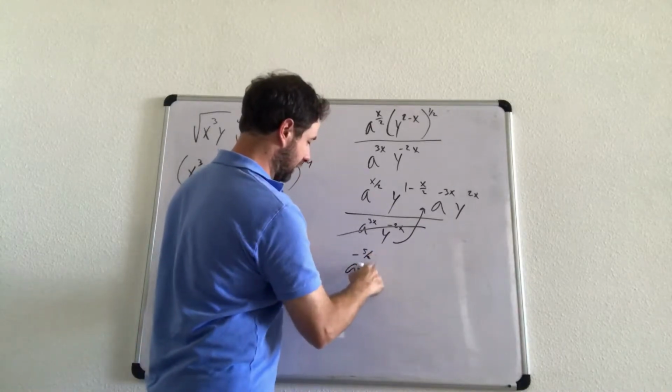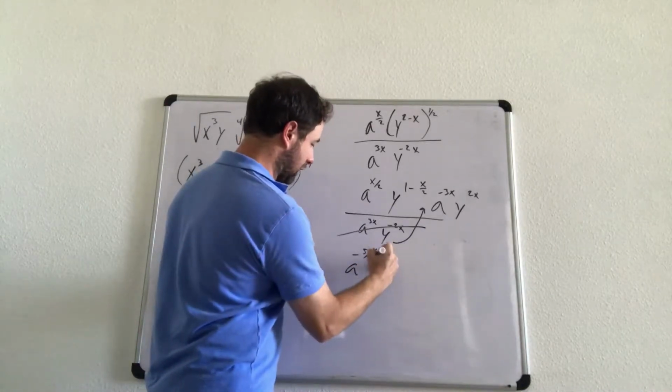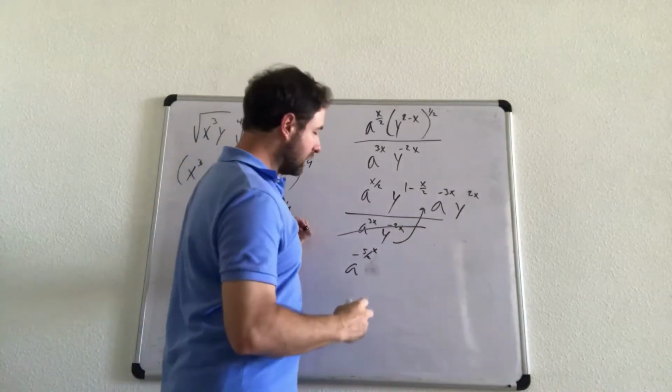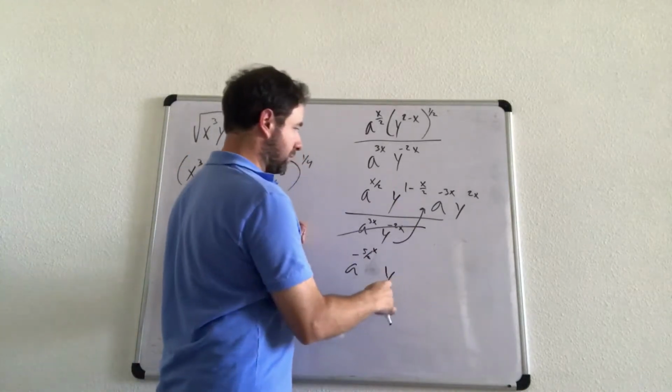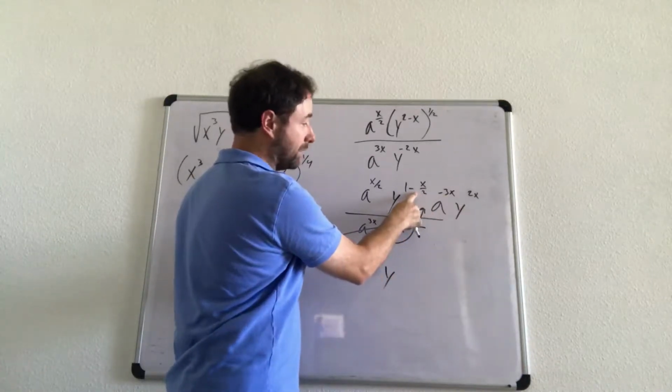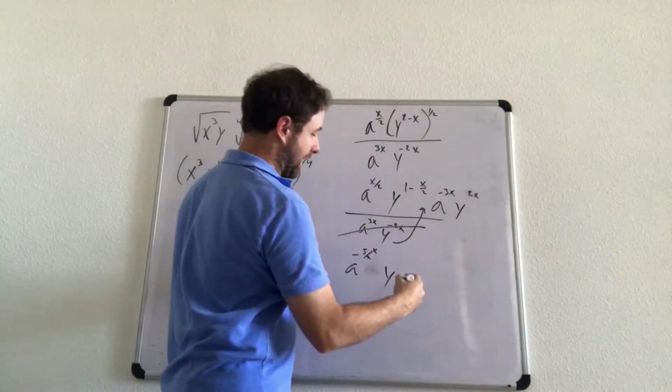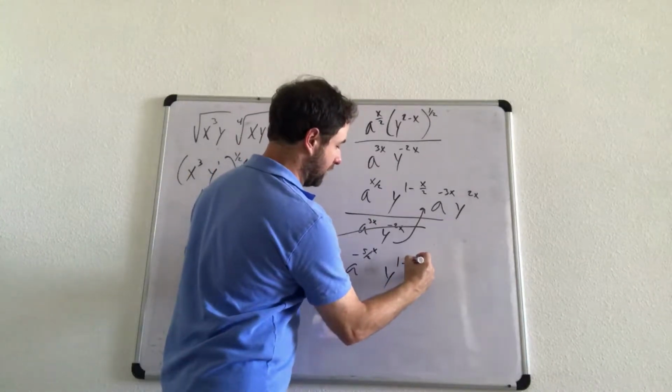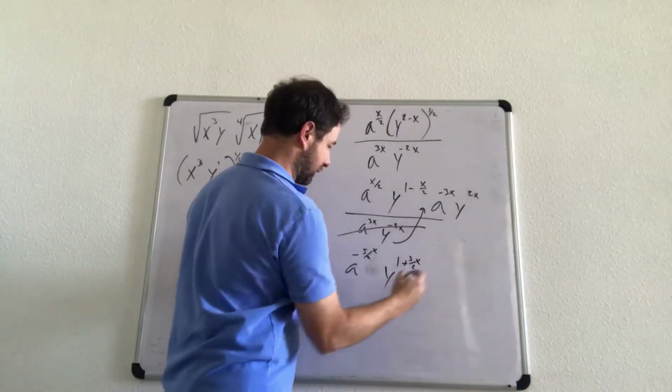I guess that x technically needs to look a little better, like it's on the top. And then you have y to the, and the x's, so you have 2x minus 1/2 x, you get 1.5 x, or 3/2 x. So y to the 3/2 x.